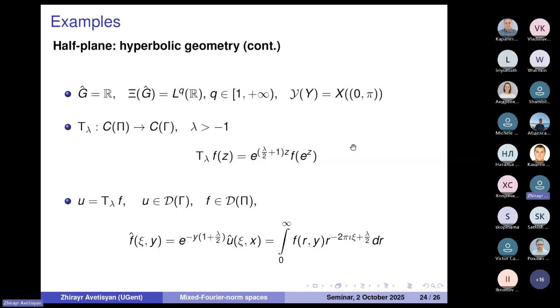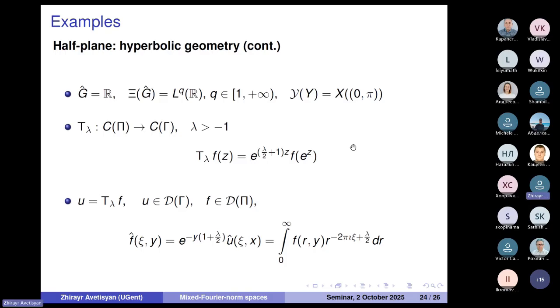Okay. So if we take this T lambda for any lambda larger than -1, this transformation T lambda translates functions on the domain to functions on the model, and it has the following beautiful property: it translates the Fourier transform to Mellin transform.